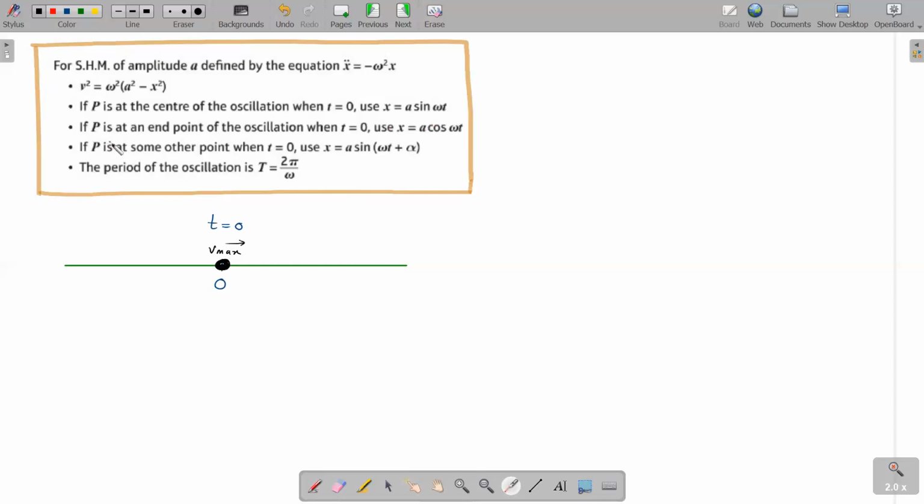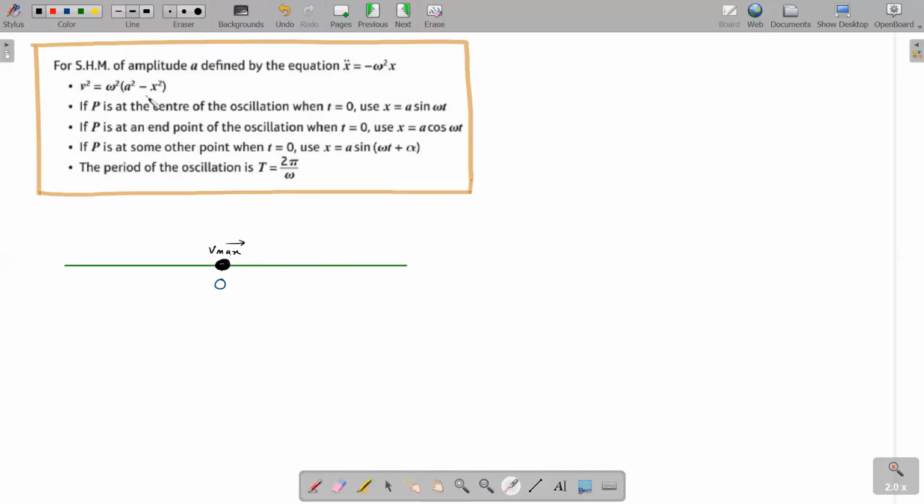And then they say if P is at an end point. So look at the other one. If P is at an end point, what do you mean by an end point? What are the endpoints in this SHM? This is the center. Now this particle is moving like this, right? So what are the endpoints? The endpoints are these two corners, isn't it? Which means the amplitude.